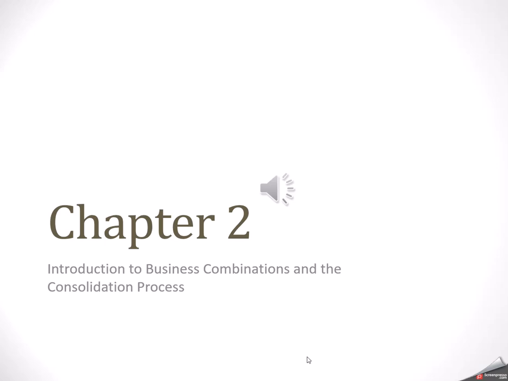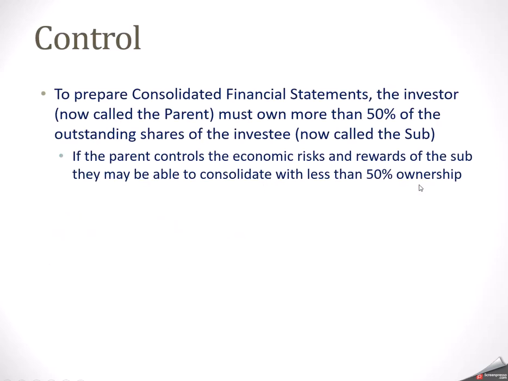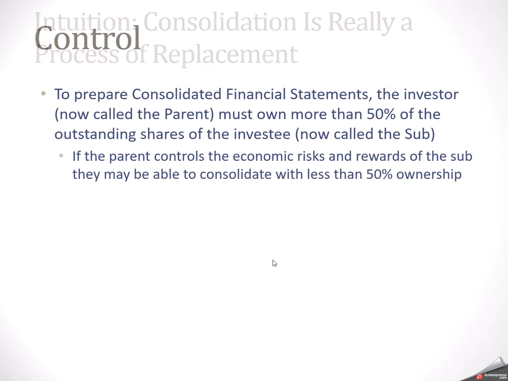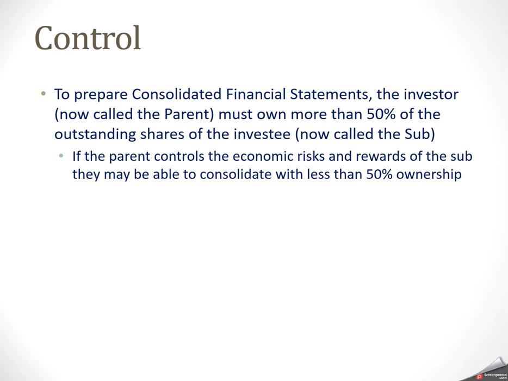Chapter 2, we start into the consolidation process. So basically, in order to consolidate the financial statements, we're going to switch the terminology from the investor company and the investee company to the parent and the sub. So the parent is the company that owns 50% or more of that investee, who again we'll now call the subsidiary company or the sub.